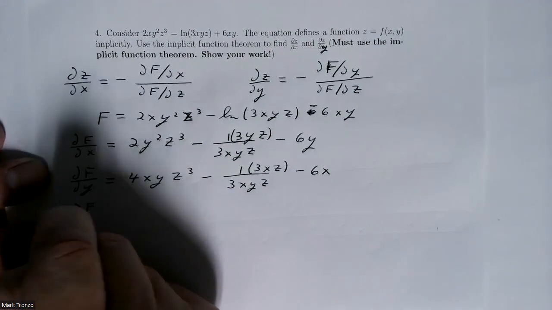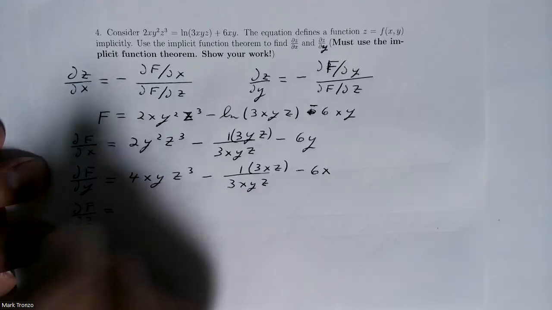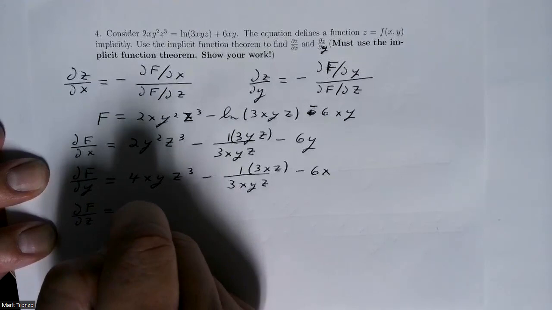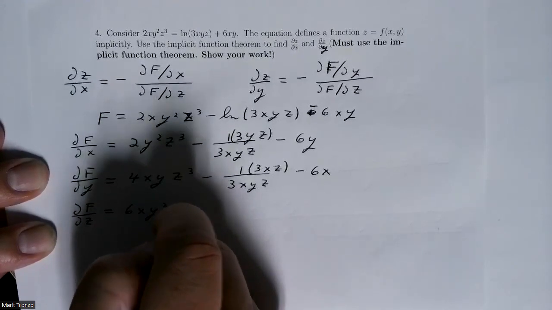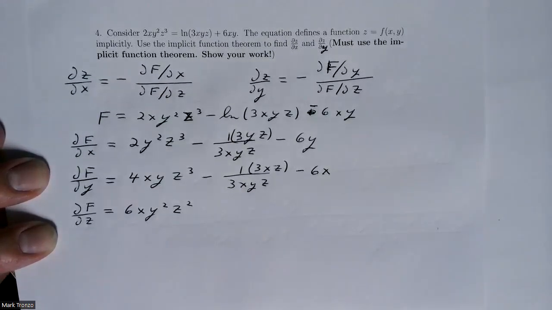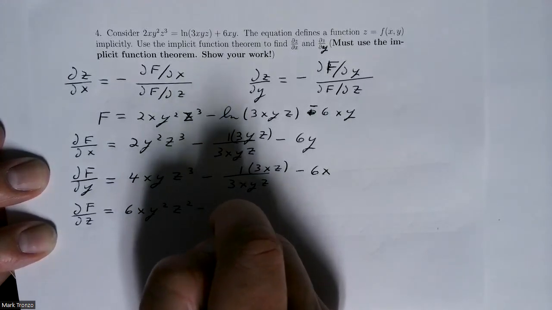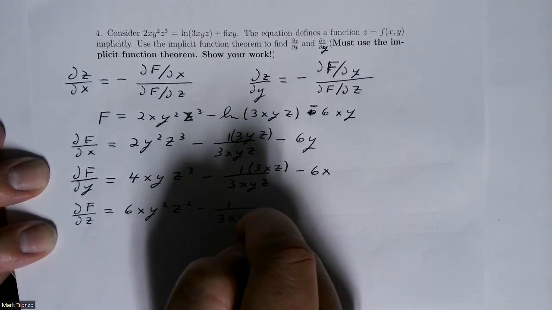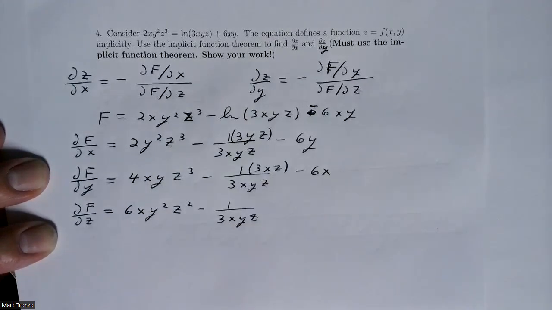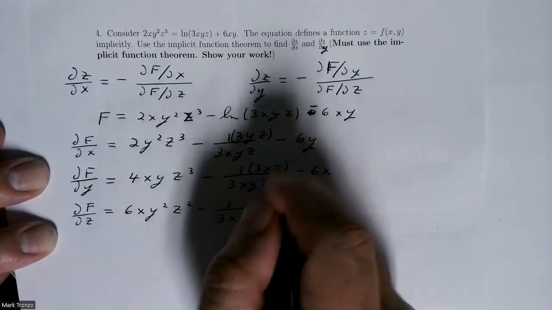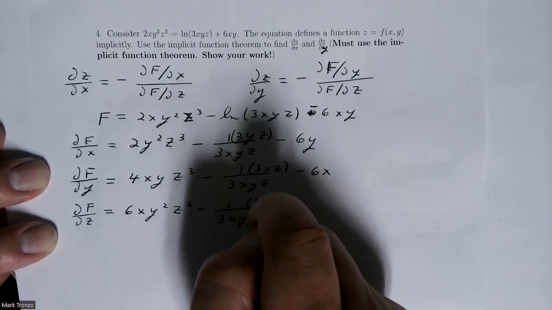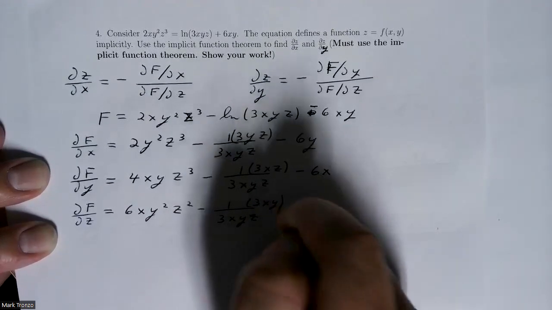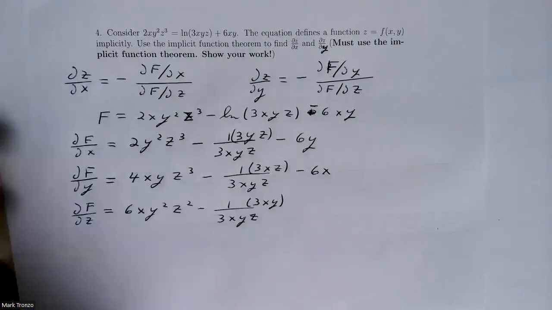Then finally, we need df dz, which is going to be 6xy squared z squared minus 1 over 3xyz times the derivative of the inside, which is going to be 3xy, and then the last one's going to be 0.